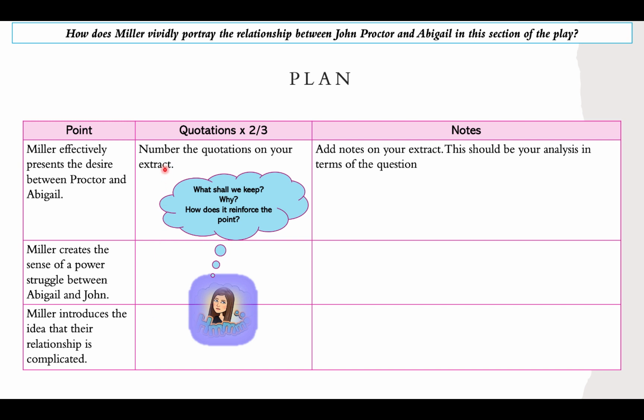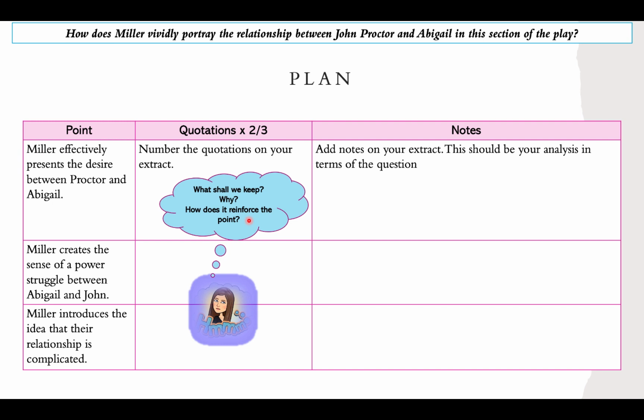Now the easiest thing for you to do is number the quotations on your extract. So this is point 1. So you would go through and then you would decide, okay, now what shall I keep in terms of my quotations? Which ones can I use in terms of this particular point, and how does it reinforce my point?